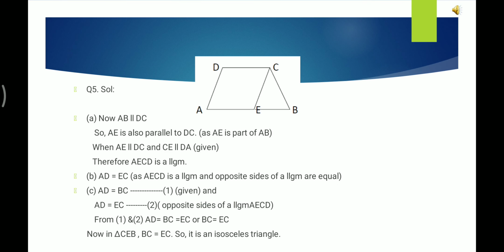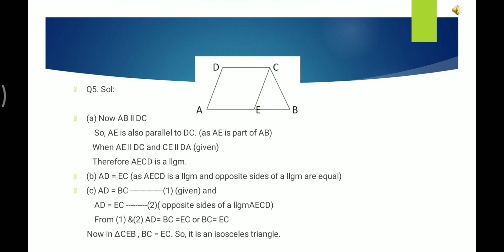Dear students, in question number 5, we have given ABCD a trapezium in which AB is parallel to DC and AD is equal to BC. CE is drawn parallel to AD, meeting AB at E. In this question, we have to prove 3 parts. In the first part, we have to prove figure AECD is a parallelogram.